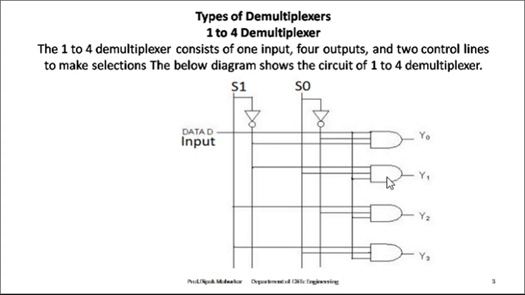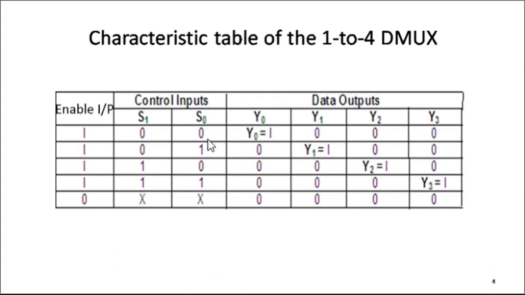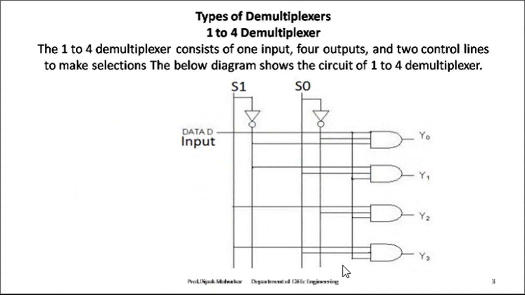Same way, here again the data in is connected to all these four, and the 0 and 1 depend upon the position in the truth table of S0 and S1. According to that we have to connect. In this way we can implement a 1:8 demultiplexer and a 1:16 demultiplexer. So we can practice how to draw the demultiplexer. Once you draw this in your notebook, then we can get the practice.